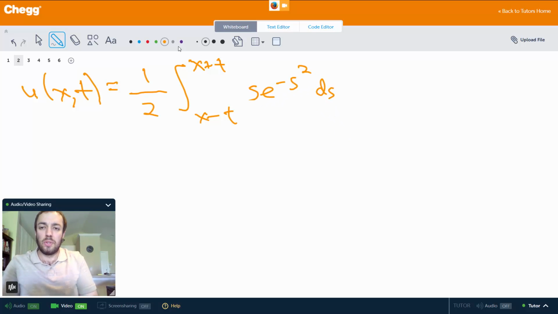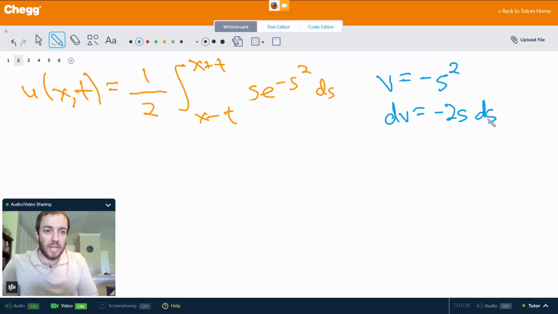Now we're going to have to do a little substitution here. So usually we use u for substitutions, but the variable u is already taken. So let's go ahead and use v. So we're going to say let v equal negative s squared. So then dv is going to be negative 2s ds.